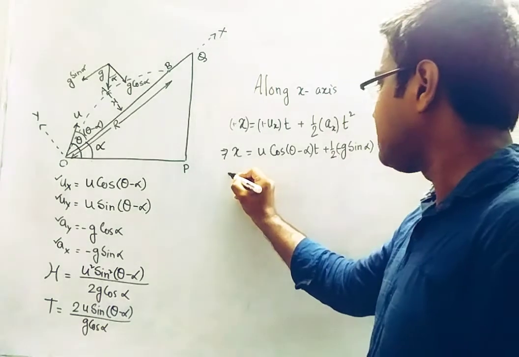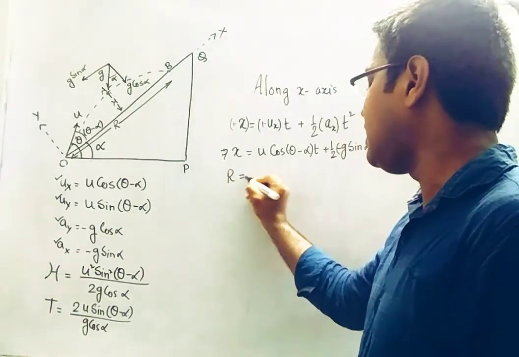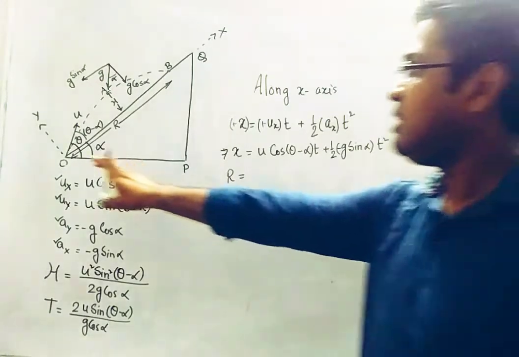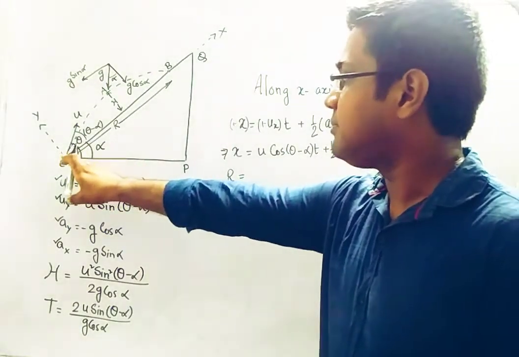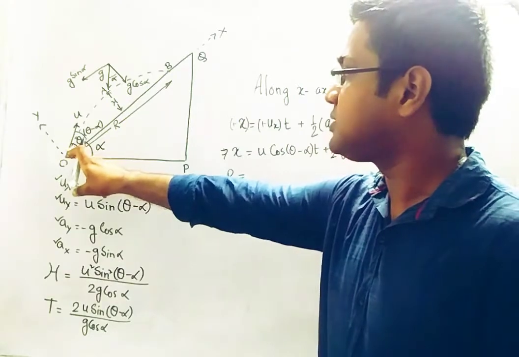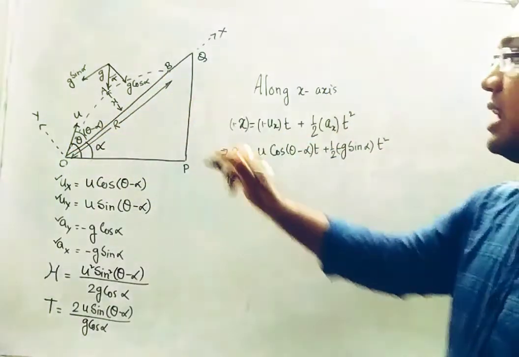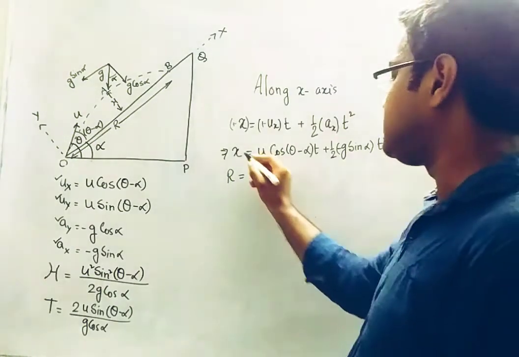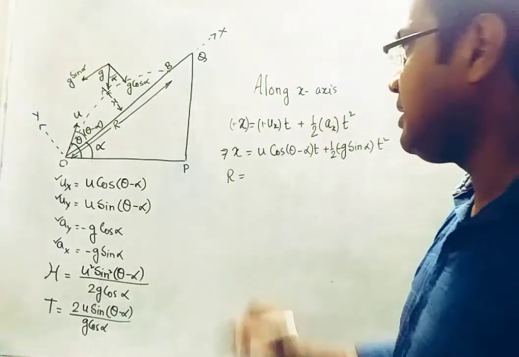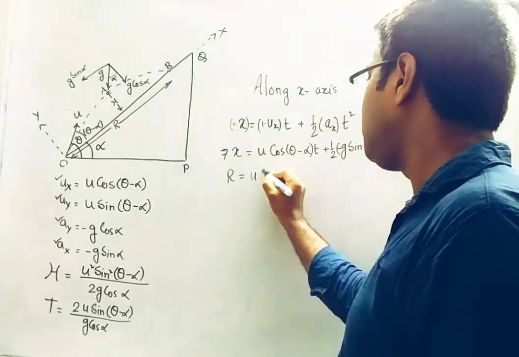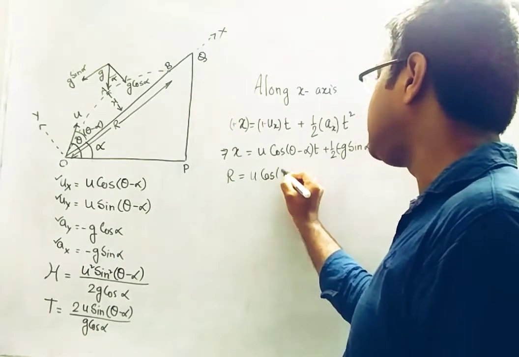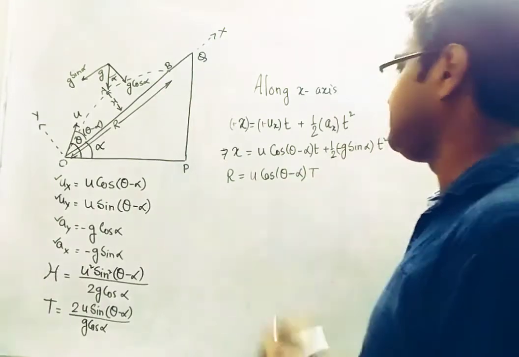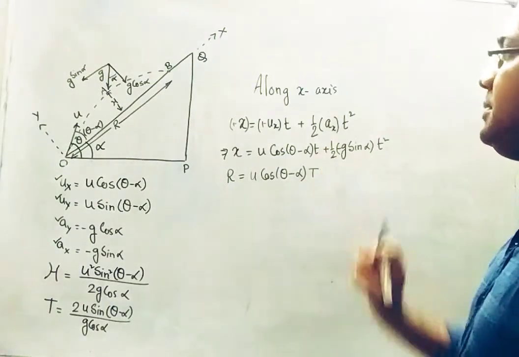So we consider from here, capital R. Capital R is the range, that is the horizontal distance, or we can say the maximum distance covered along the x-axis, that is the distance between O and B. Okay, so we just replace x by R. So it is u cos theta minus alpha into t. But why do I replace small t by capital T?